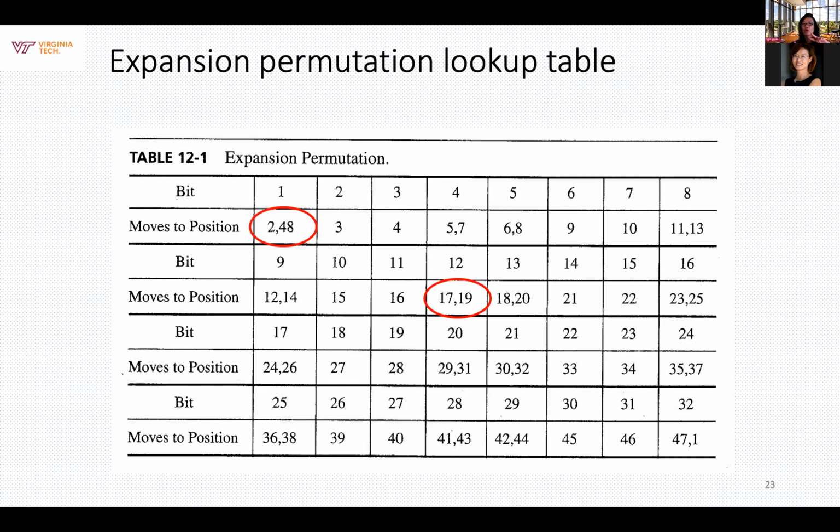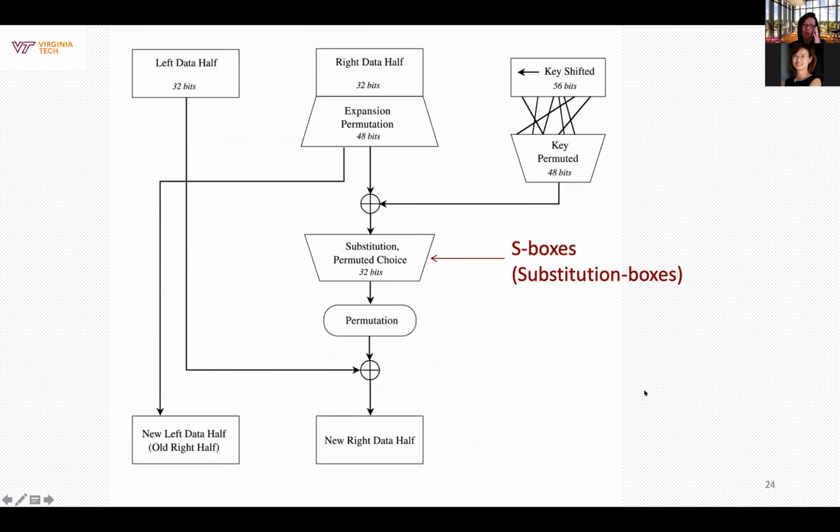There's also permutation. Permutation means you change the position of places. Similarly, if the original bit at position 19 now goes to bit position 28, this is how you read the table. The original last bit now gets copied into 2 places, 47 and first. So this is permutation. Substitution is more complicated.